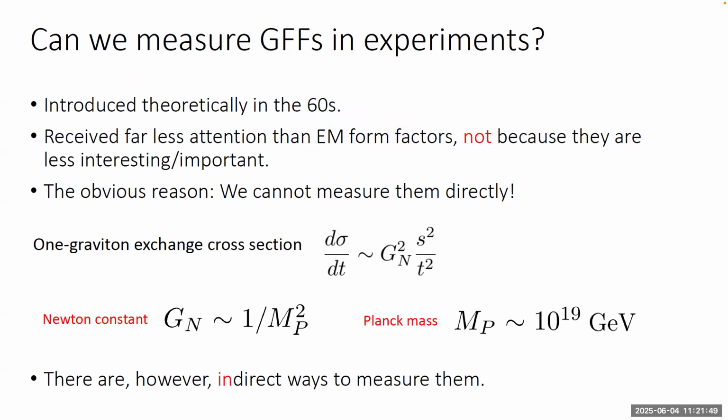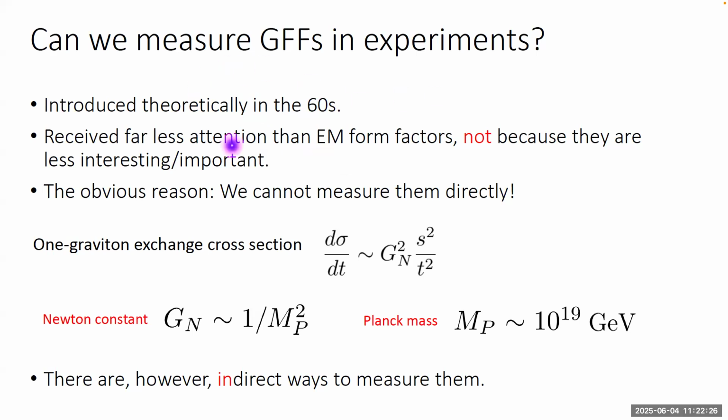But in my opinion, that's not because it is less interesting or less important. There's one obvious reason: we cannot measure it directly. That's the only reason, in my opinion. The electromagnetic form factor is so popular because people can measure it. But the gravitational form factor contains even richer physics than the electromagnetic form factor, because there are many components, yet it received very little attention from the community over 60 years.